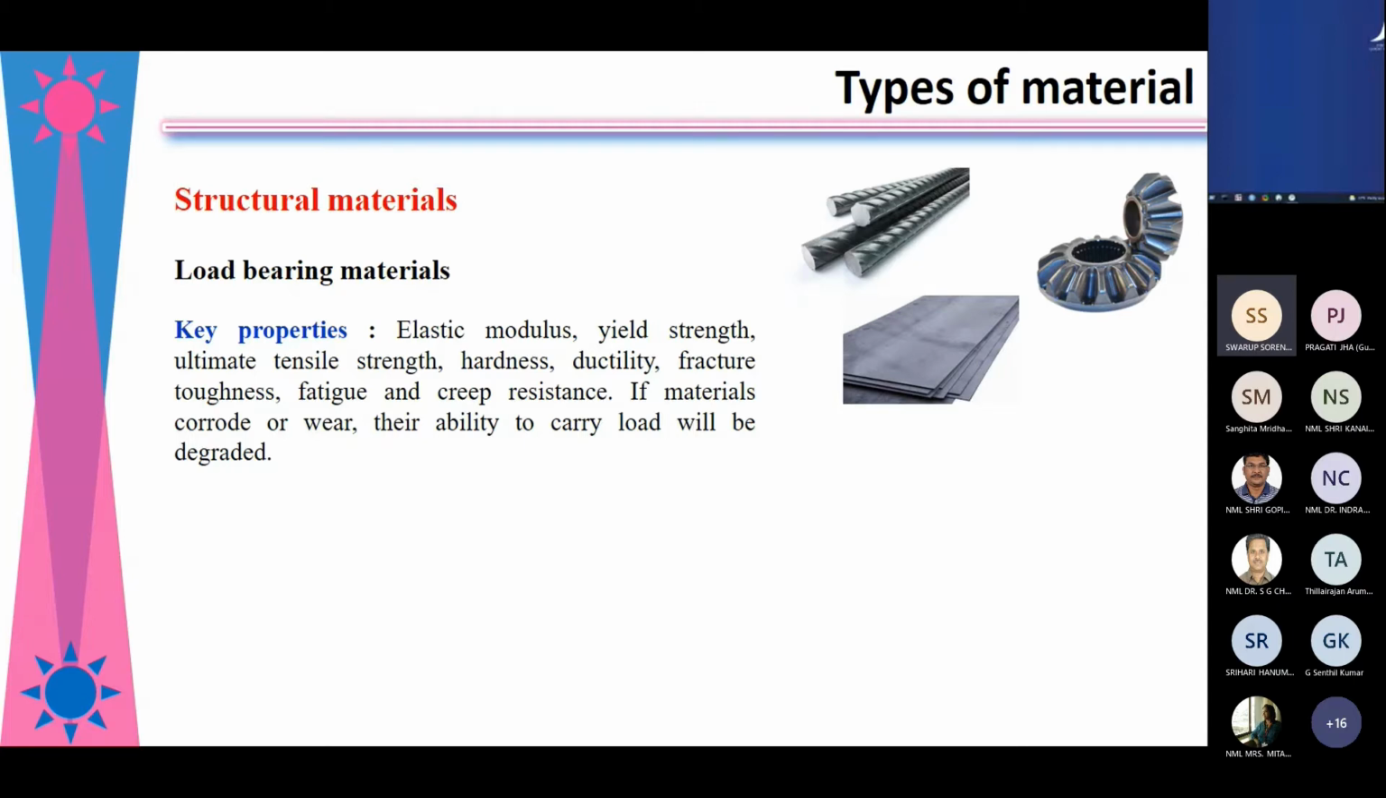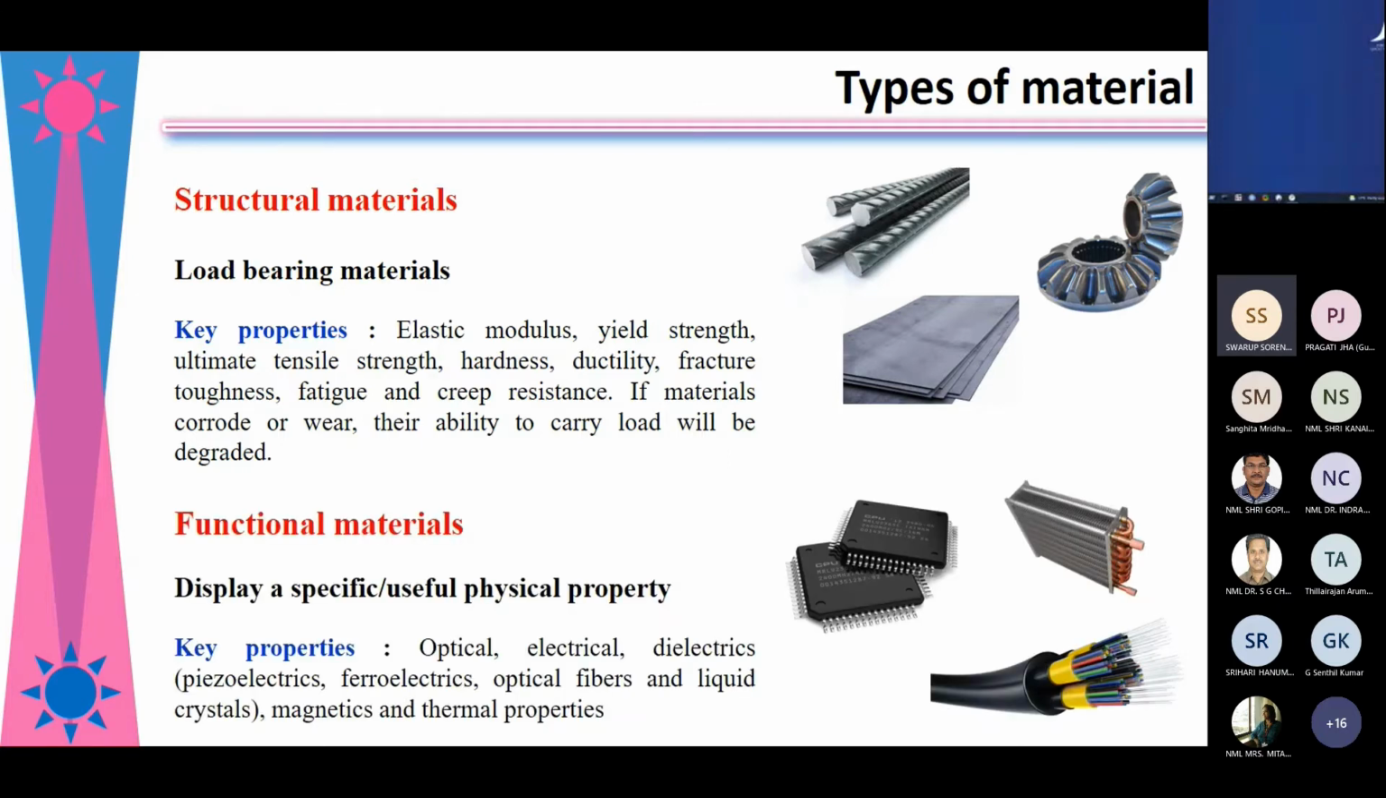Also, if materials corrode or wear, then we can say that they degrade the capacity of the material to bear the load. So those properties can also be taken care of for structural materials. And then there are functional materials. In functional materials, we do not get concerned about the mechanical load-bearing capacity, but certain functional properties like optical, electrical, dielectric, magnetic and thermal properties.